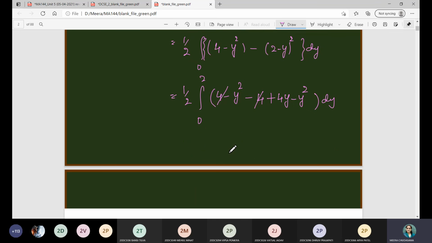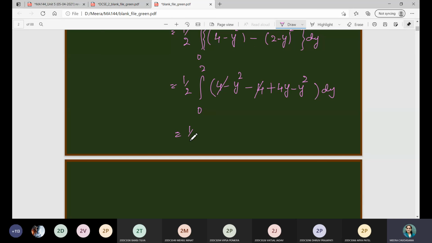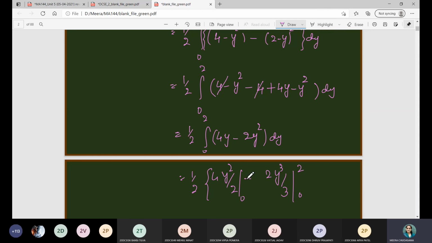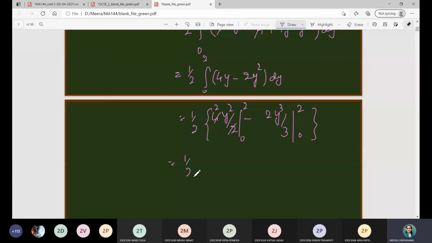So this 4 and 4 gets cancelled, right? In that case, the simplification is given by 4y minus 2y square dy. So this is 1 by 2, 4y square by 2 minus 2y cube by 3. We have to substitute the value 0 to 2. So this 2 gets cancelled. So this is 1 by 2, 2 square, that is 4 minus 0, minus 2 by 3 into 8 minus 0. So simplification, if you see, you will get 4 by 3 as the final answer.